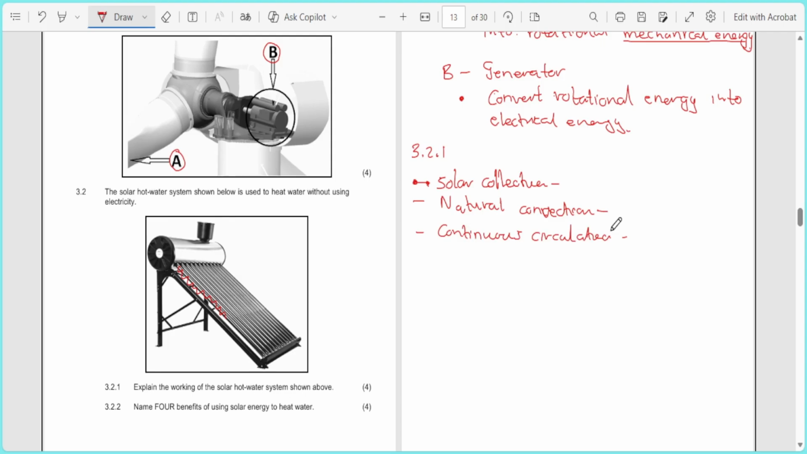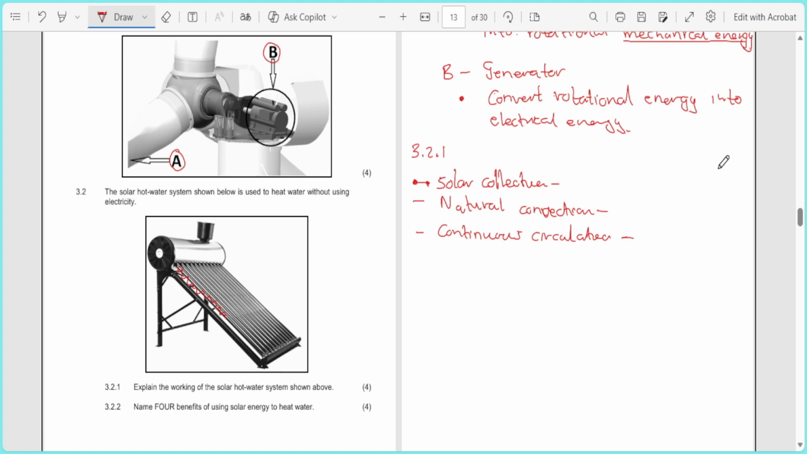Creating a passive loop without pumps. So the cool water will exchange, will move and get heated, right? There's going to be that continuous movement between the hot and the cold water. So there's going to be that continuous loop to keep on heating the water, right? So this is going to be a passive loop without any pumps, as I've explained.